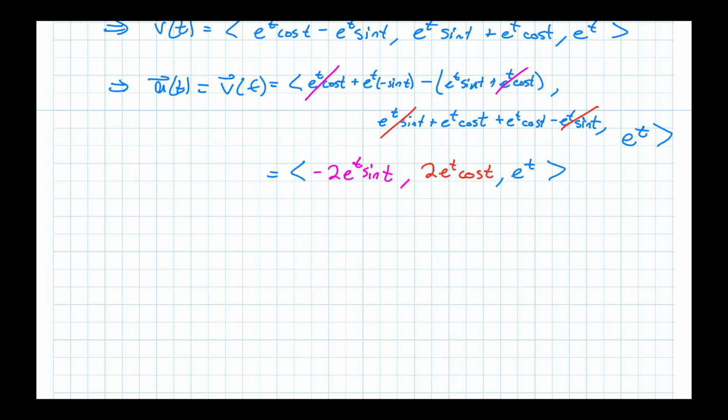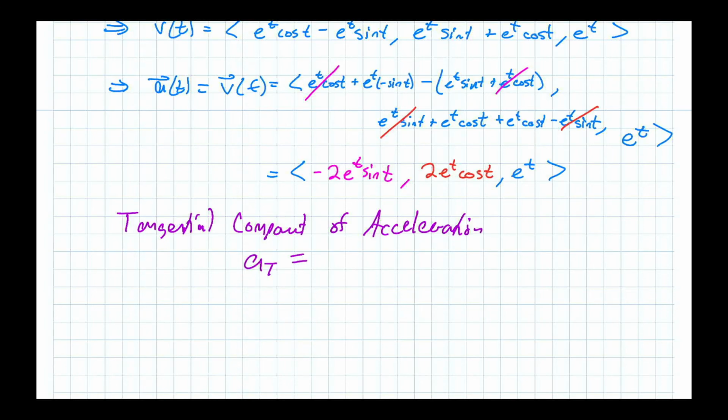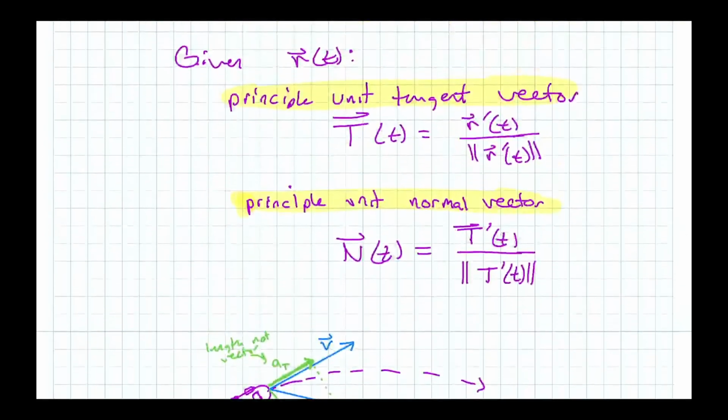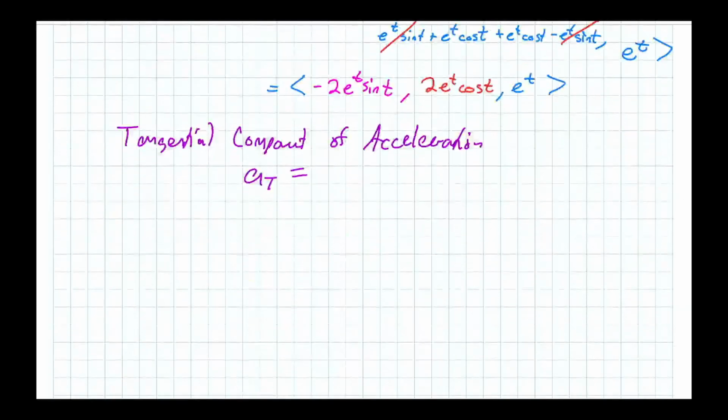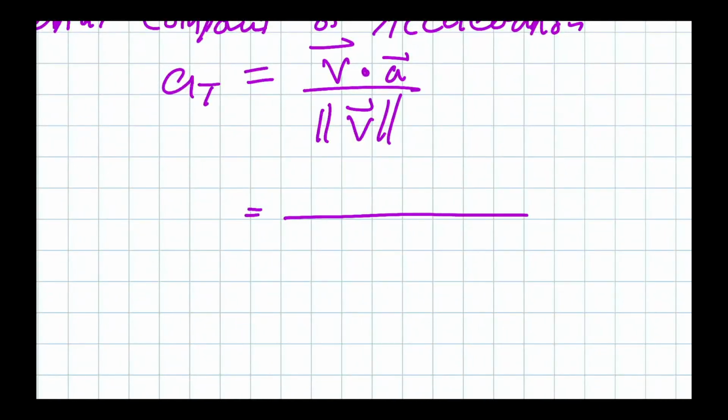Okay, now once we have those, then we should be ready to actually calculate what we want. So we want the tangential component of acceleration. Which form are we using? We're using this one, V dot A over magnitude V. And yeah, it's going to be a little bit tedious to calculate, but we have what we have.